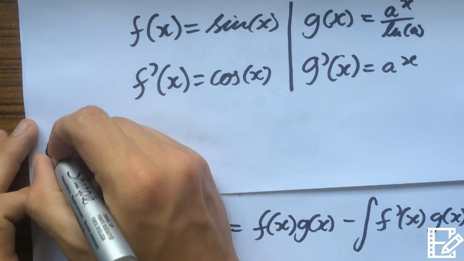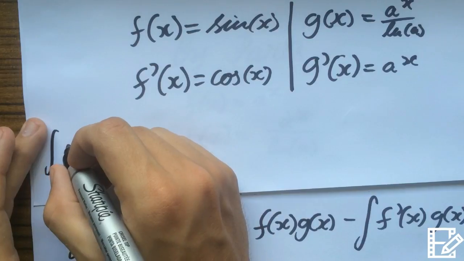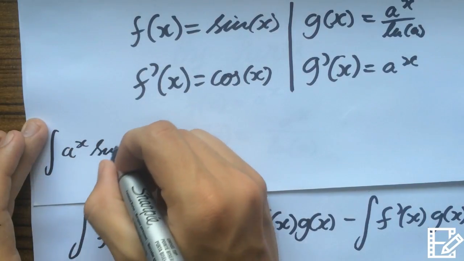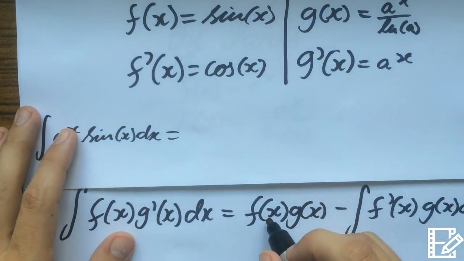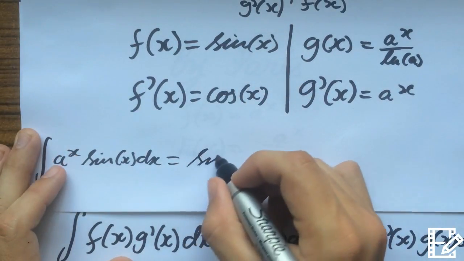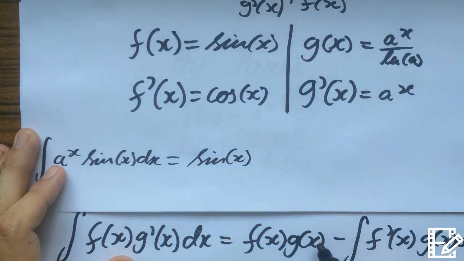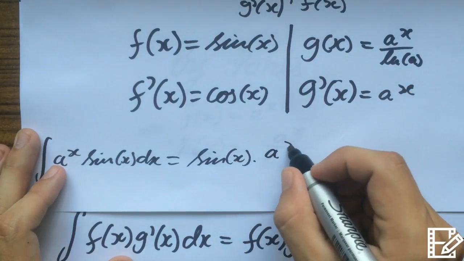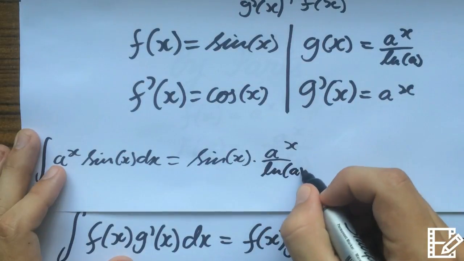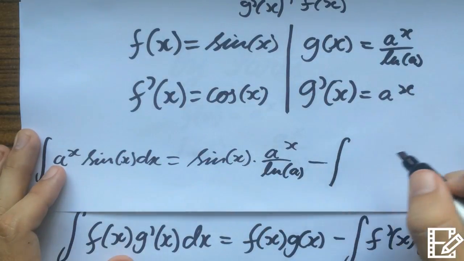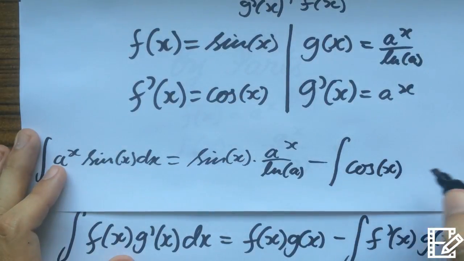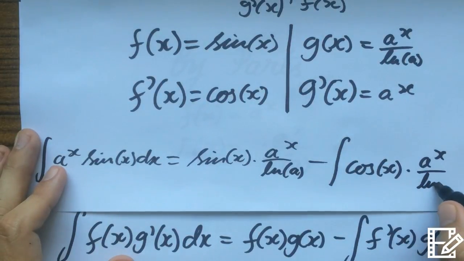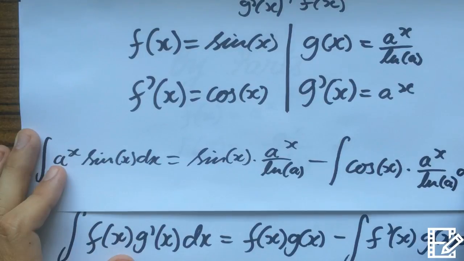So we have a to the power of x multiplied by sine x dx equals, what's f of x? f of x is sine x. g of x is a to the power of x on ln of a, minus the integral of f dash of x, cos x, times g of x, a to the power of x over ln of a, dx.